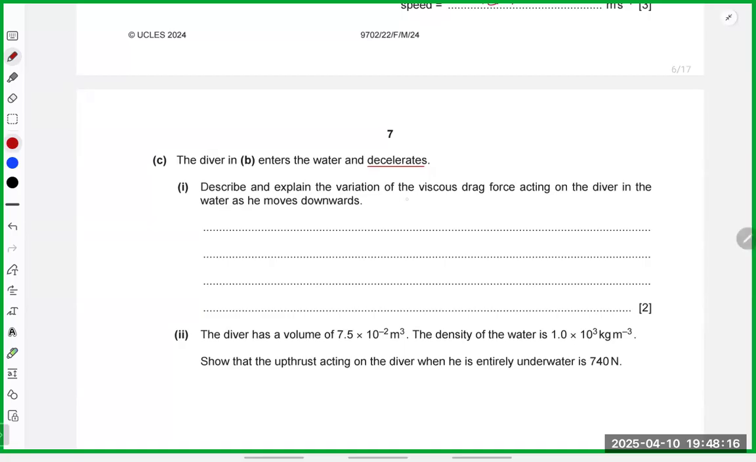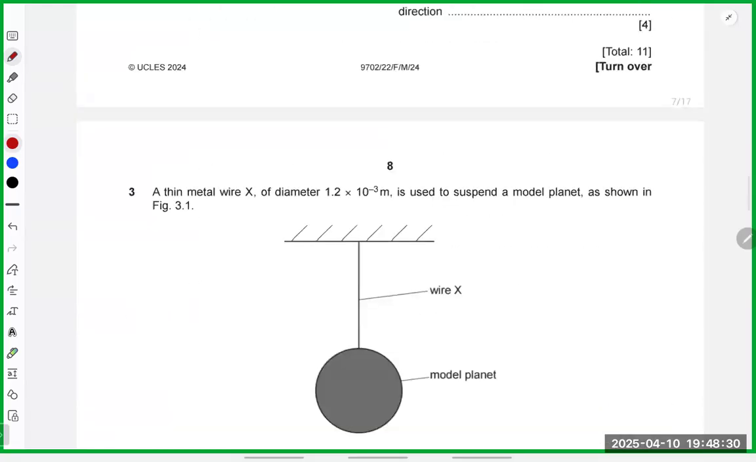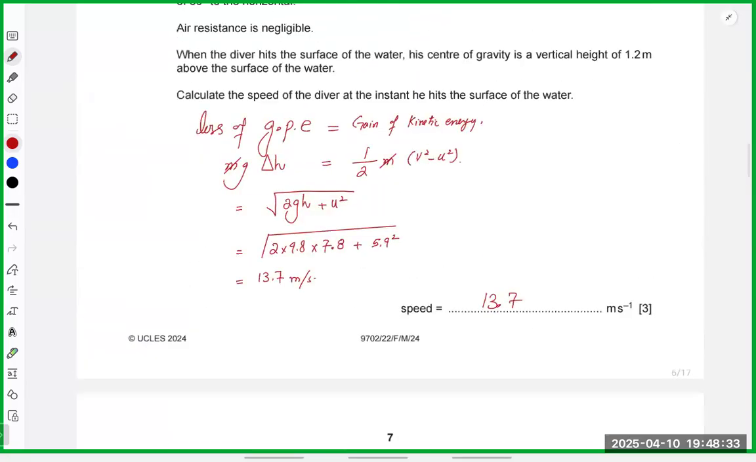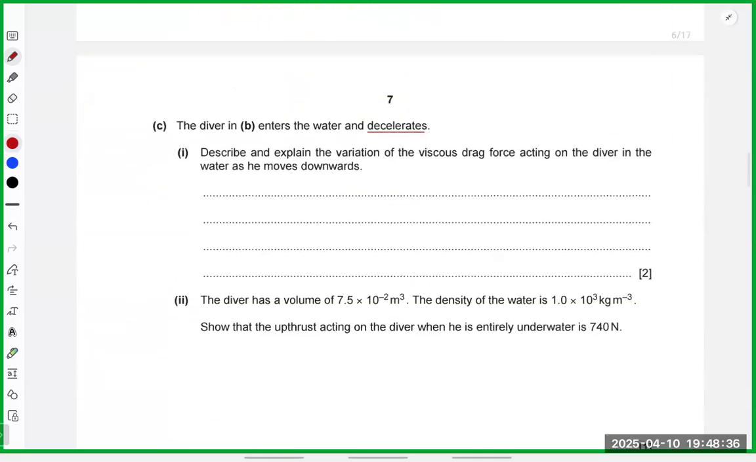Describe and explain variation of the viscous drag force acting on the diver in the water as he moves downwards. So, what will be happening to the diver? Now, see that this question is a bit tricky. Normally, what question we do is object falls down, object is gaining speed, so drag force increases. But in this case, the object has entered the water with the maximum speed. It will enter into water, it will experience force. Not only the acceleration of the object, but the speed of the object is also going to decrease.